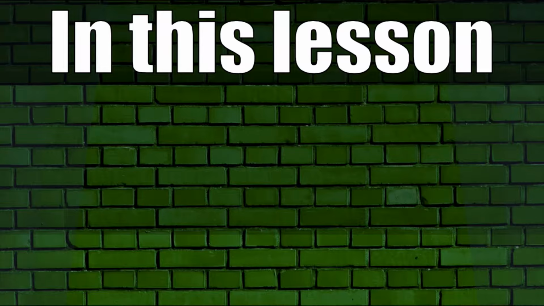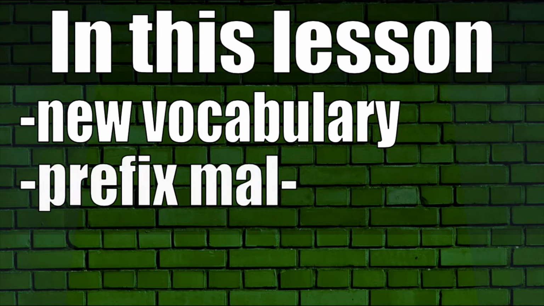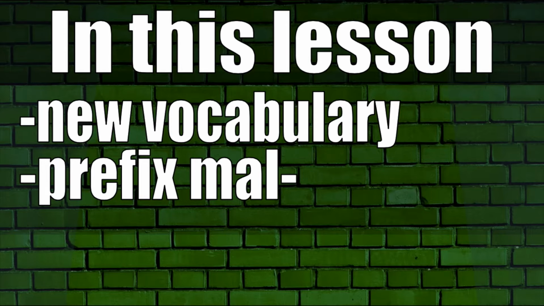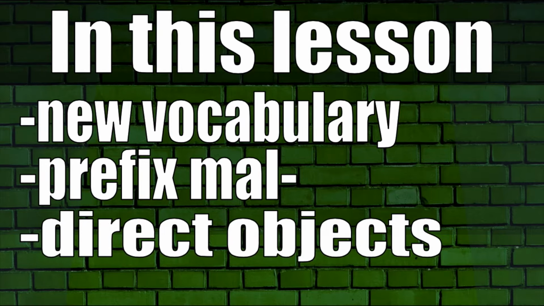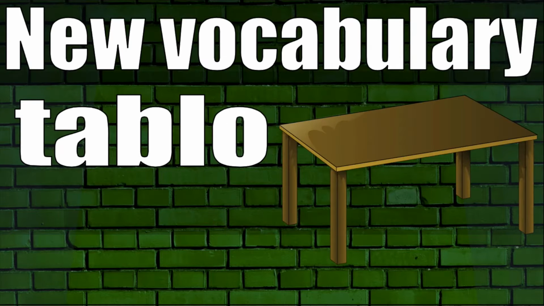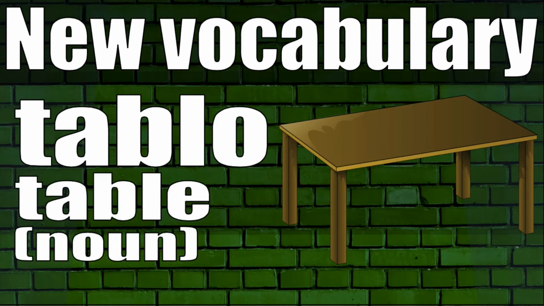In this lesson, we're going to begin with some new vocabulary. Then I'll teach you about the prefix mal. Then we're going to learn about direct objects. Let's begin with tableau. This means table.